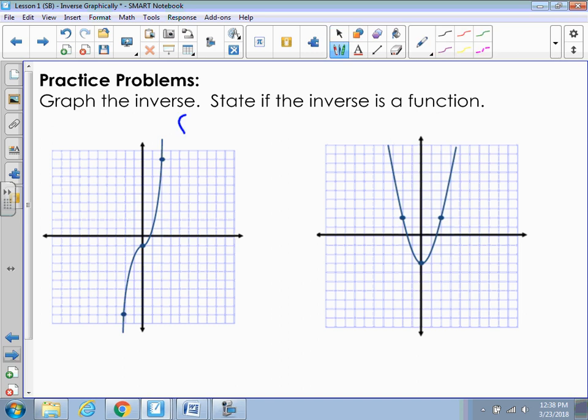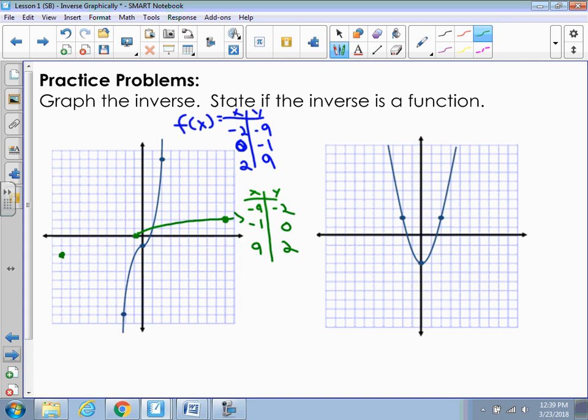So look for pretty points, and there should be some nice ones marked for you. So some pretty points are (-2, -9), (0, -1), and (2, 9). So our inverse function is going to have pretty points at (-9, -2), (-1, 0), and (9, 2). There's our points. We're just going to carefully graph that function.